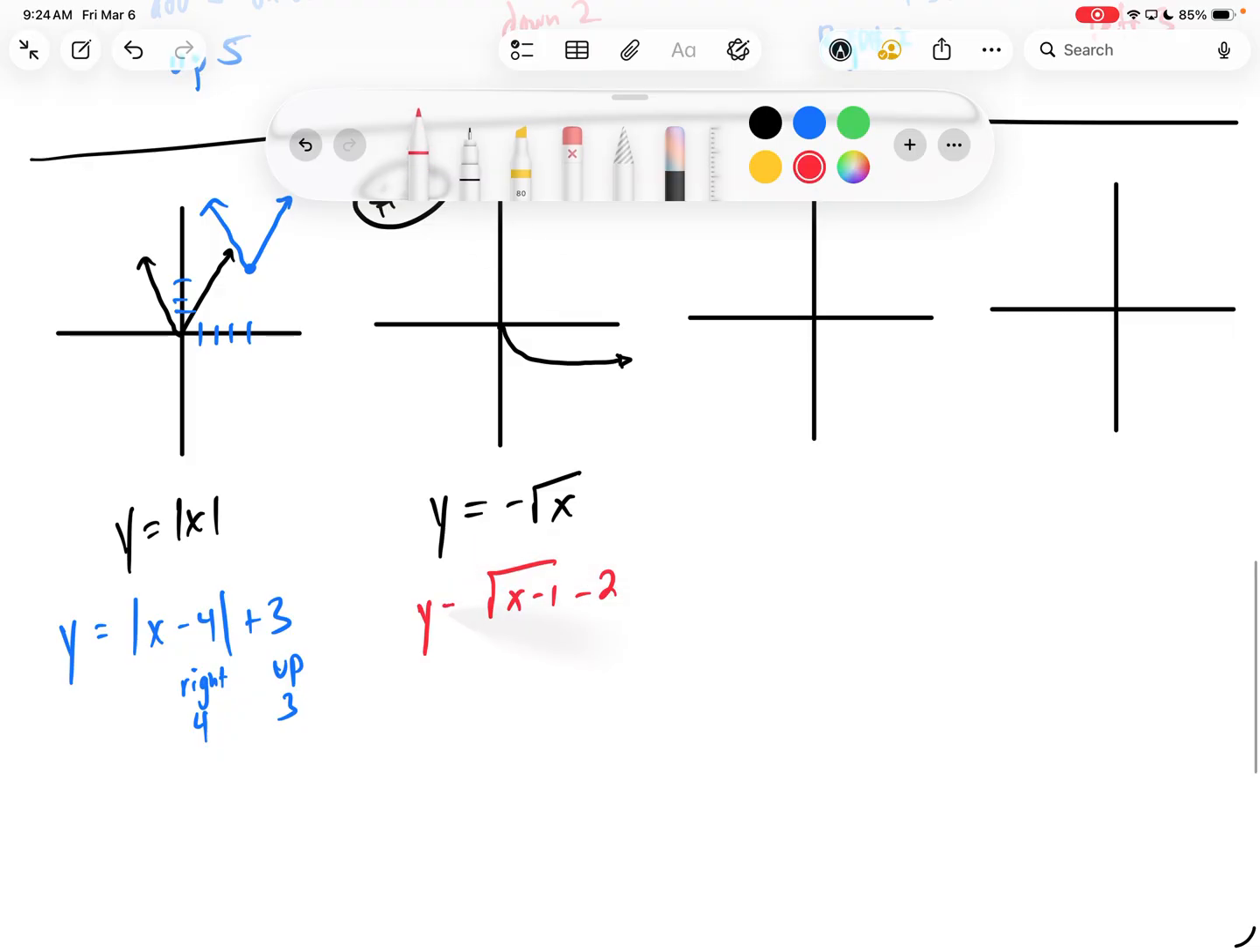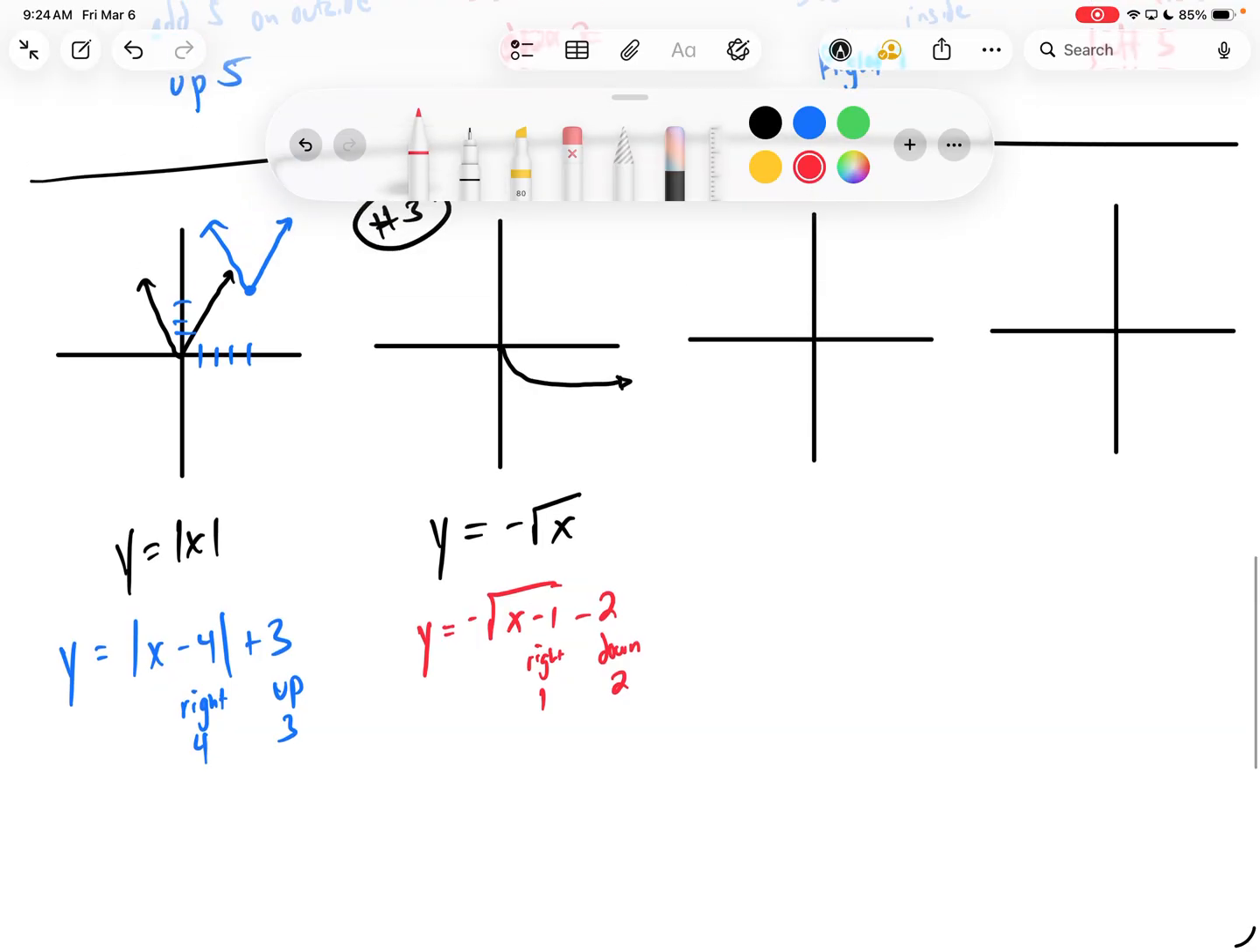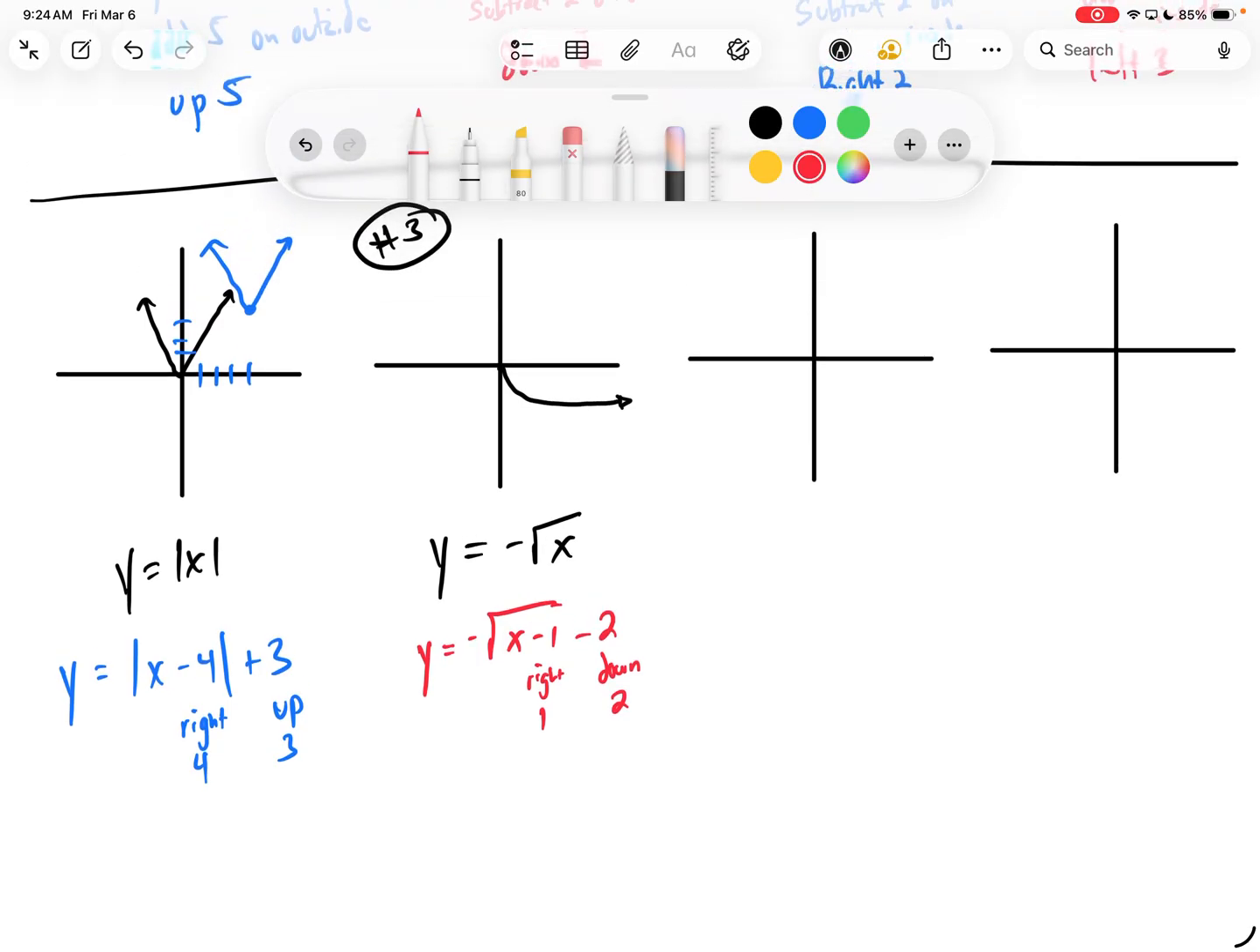The -1 is on the inside and the -2 is on the outside. What is different right here is you have the -1, so that's going to go to the right 1. And then this is a negative on the outside, so it's going to go down 2. You kind of see the difference between the inside and outside? Okay, yeah, I thought it makes sense when you put it together more.